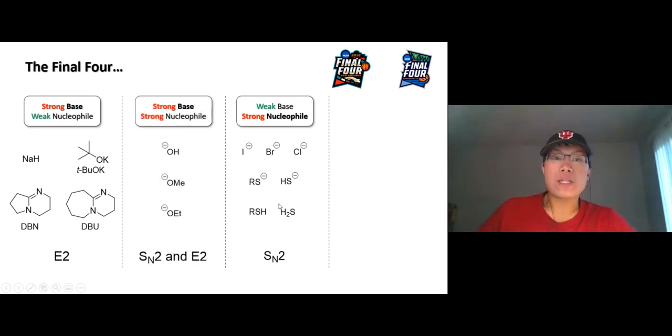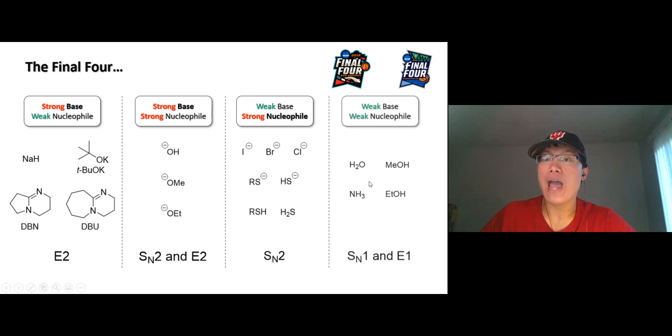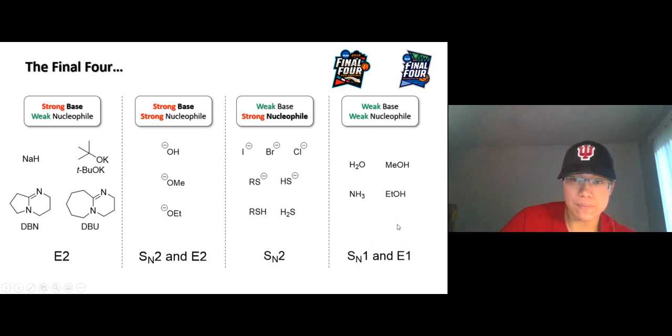Then there are hydroxide, like sodium hydroxide, sodium methoxide, sodium ethoxide, potassium, lithium, whatever. They can do both. They are strong bases and strong nucleophiles, so they can go either SN2 or E2. And we also have the weak ones. No matter what, they're going to be weak bases and weak nucleophiles, so they'll go either SN1 or E1. We're going to use this to help you predict the mechanism and the major product.